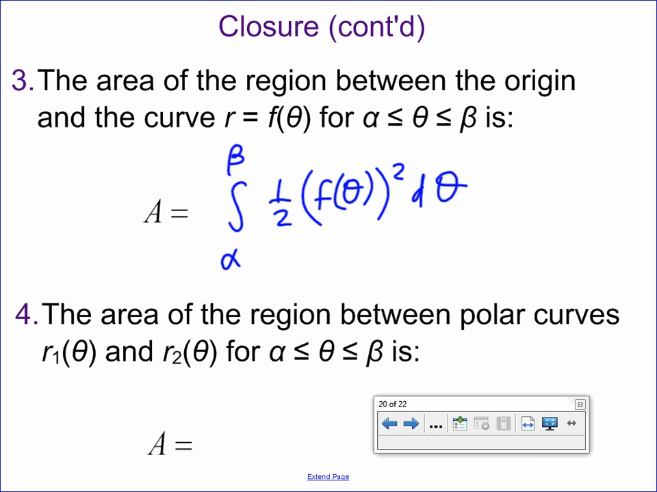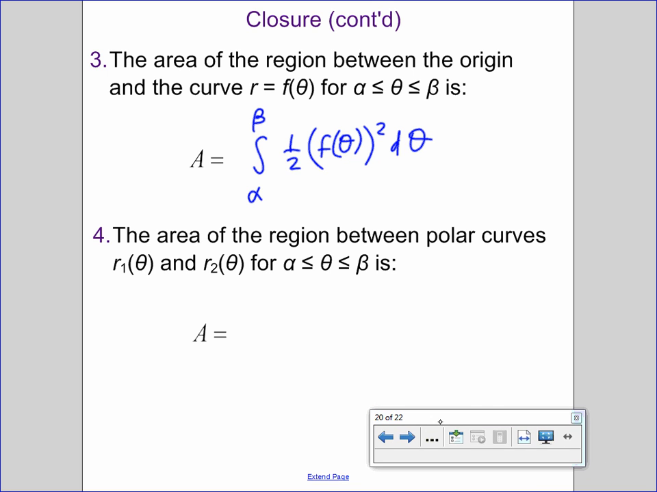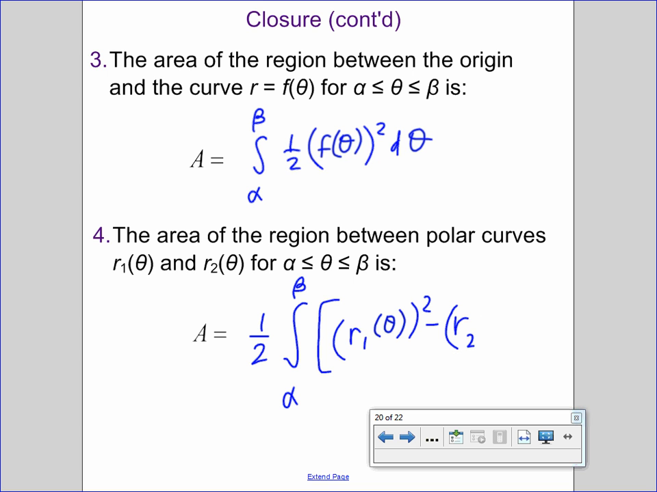Good. And in between 2 curves, and I said r sub 1 of theta. Okay, that's a mouthful. So let's go ahead and do 1/2. You want to pull it out front? Maybe. We'll go for it. And we'll do r sub 1 of theta squared minus r sub 2 of theta squared d theta. Did you get all the pieces?